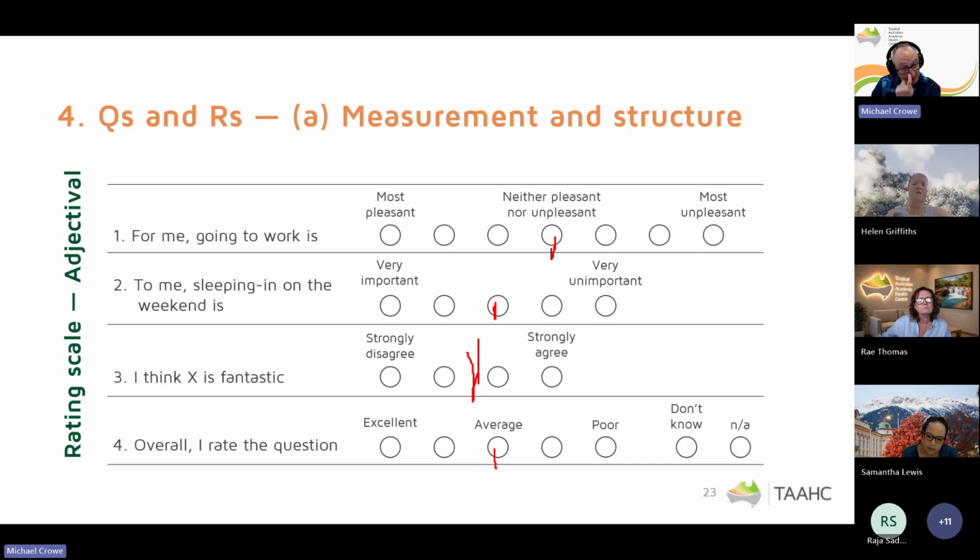You do have to be careful sometimes with middle points, because if people are a bit wishy-washy, or you believe they will be, then they're going to choose the middle point. If you want people to land on one side of the divide or the other, then you need to ask questions without a middle point.